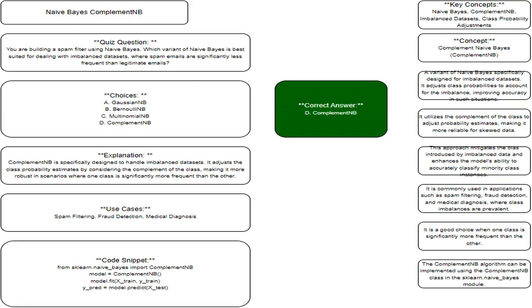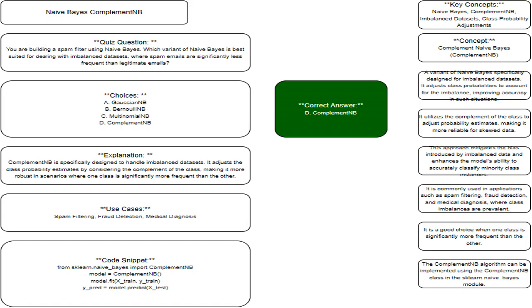You are building a spam filter using Naive Bayes. Which variant of Naive Bayes is best suited for dealing with imbalanced datasets, where spam emails are significantly less frequent than legitimate emails? A. Gaussian NB. B. Bernoulli NB. C. Multinomial NB. D. Complement NB.